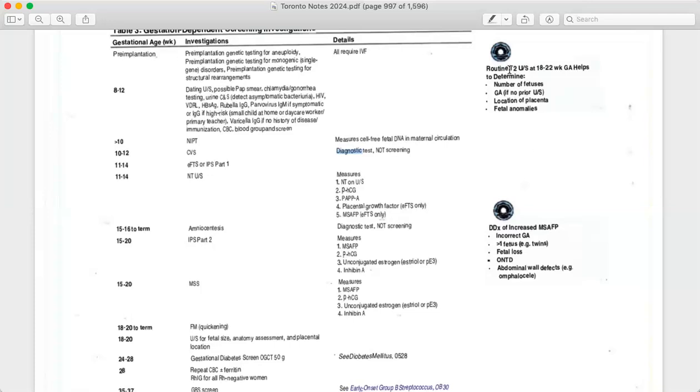Then the routine trimester 2 ultrasound at 18 to 20 weeks helps to determine the number of fetuses. If you go for ultrasound, you can see if there is more than one fetus, then gestational age, location of placenta, and then fetal abnormalities. But if the location of the placenta is in a position where you think it should not be, like placenta previa, you're not going to start the treatment, because in trimester 2 it's just the location of the placenta for your own safety. You can keep on repeating it, because the location of the placenta might keep on changing, and by the third trimester it reaches the normal position.